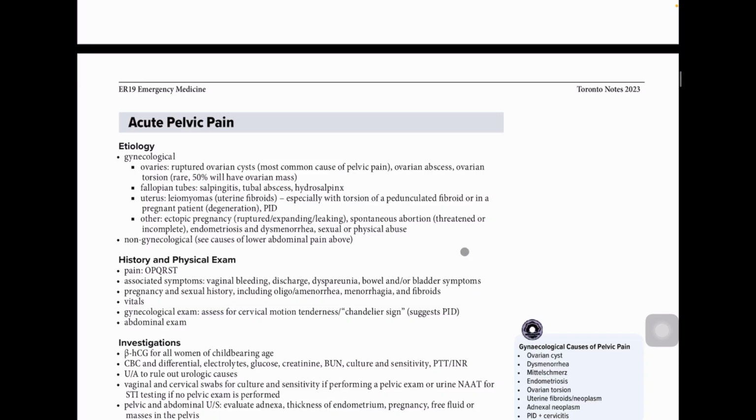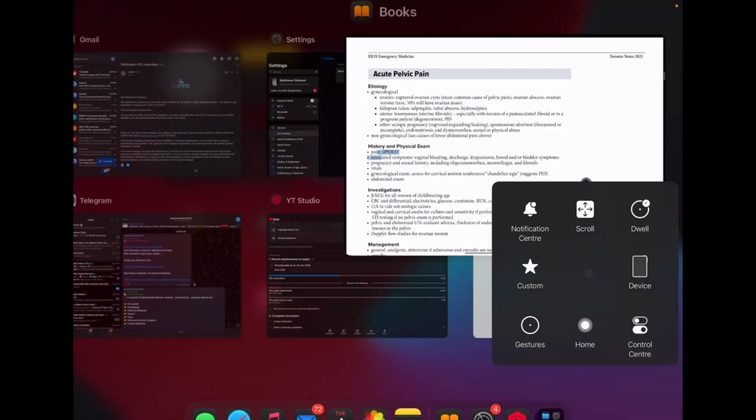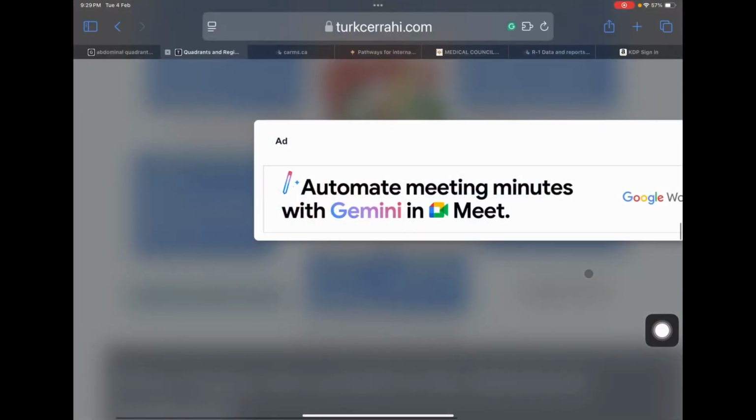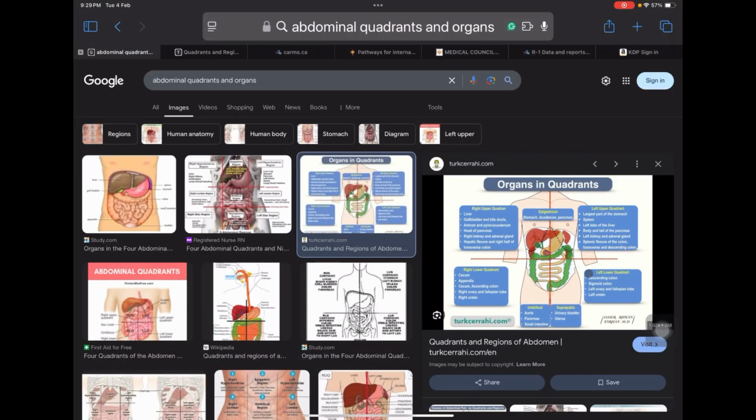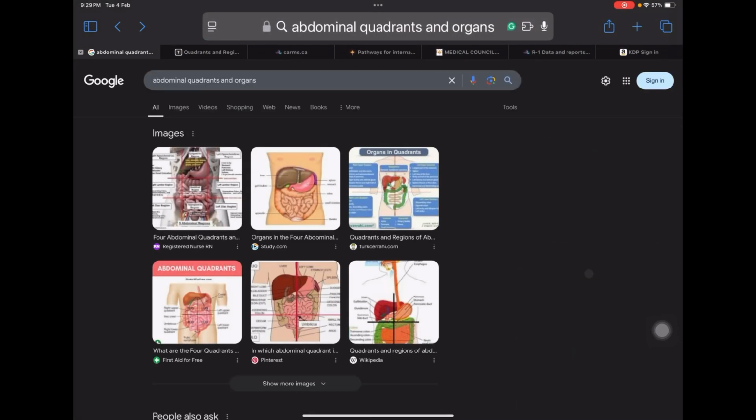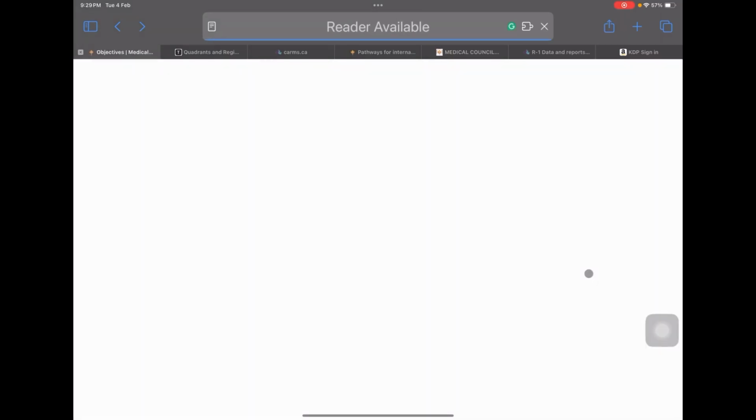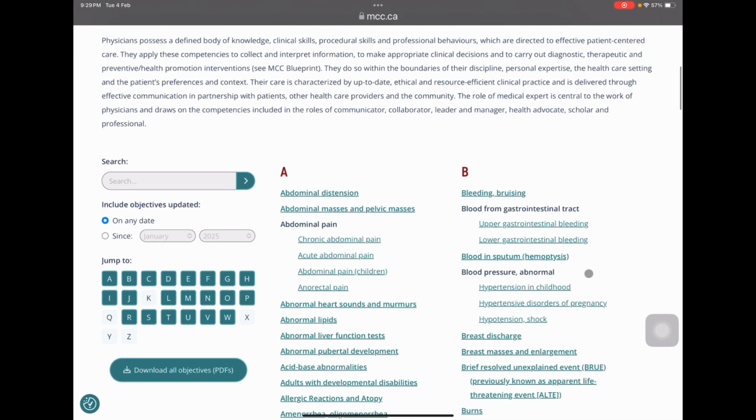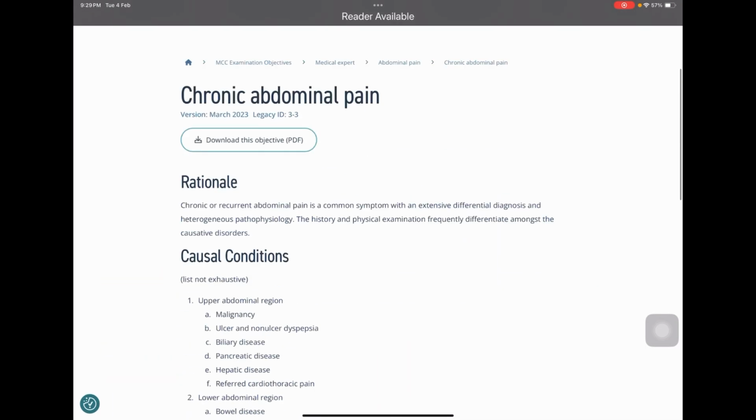So now I have covered abdominal pain from 4 different chapters. One is family medicine, one is emergency medicine, one is family, sorry. So we'll go ahead and look at this. Let me see. Okay, so this is the abdominal pain, chronic abdominal pain, acute abdominal pain.